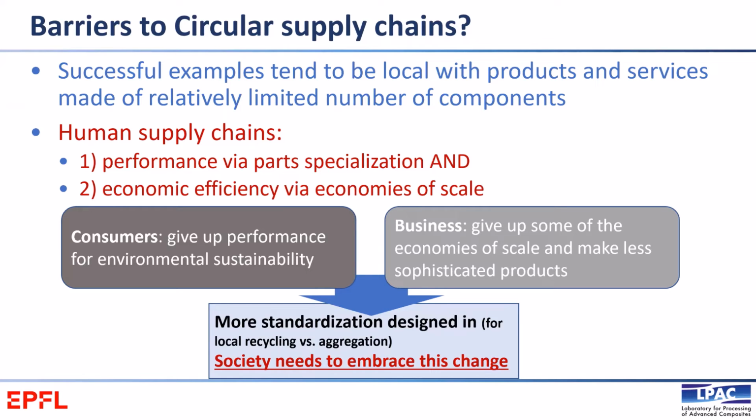So to make this work, his hypothesis is consumers need to give up performance for environmental sustainability. And businesses need to give up some of the economies of scale and make less sophisticated products. Otherwise, making these circular systems is going to be difficult. We need more standardization designed into the product to make it easier to make products circular. And that's not what we're doing today.